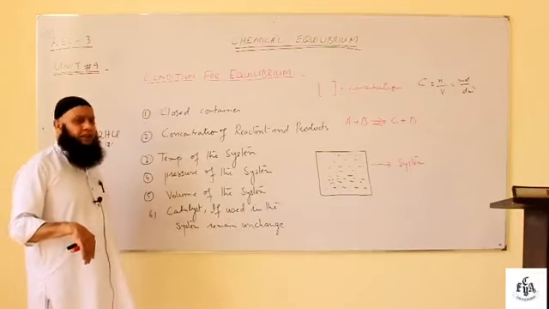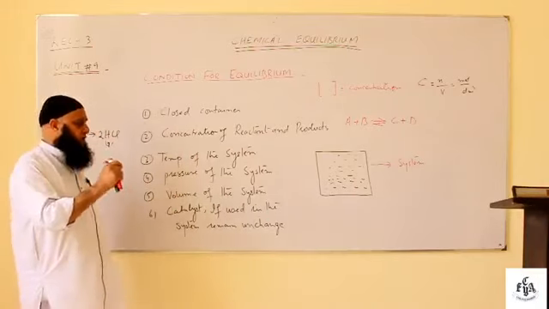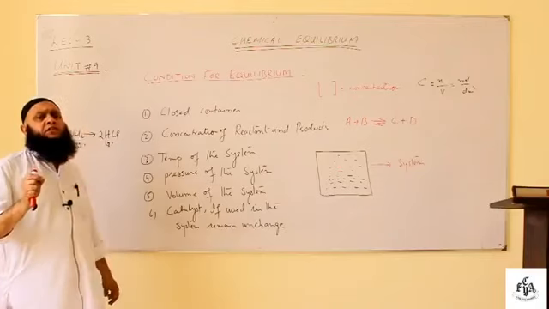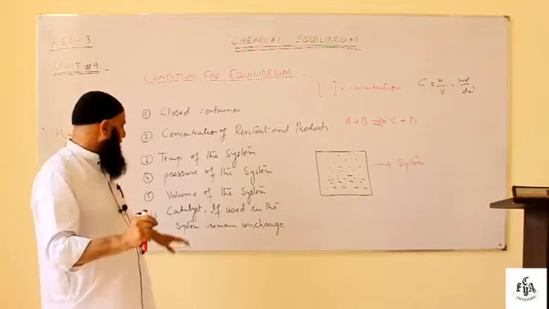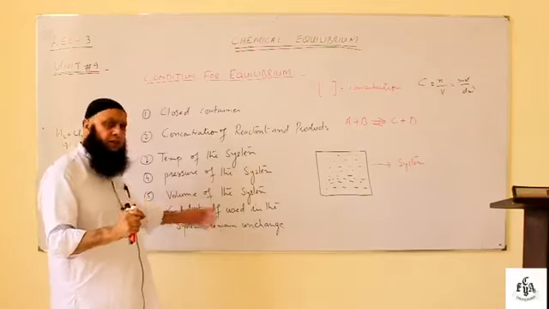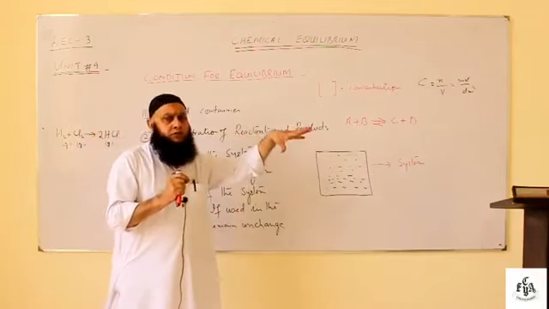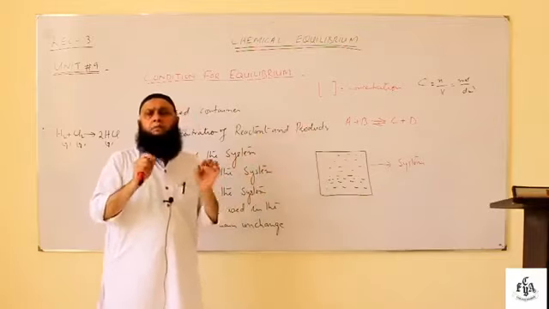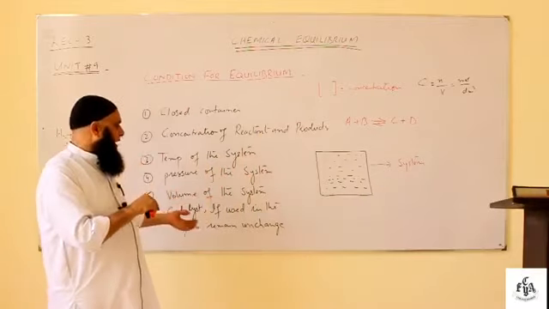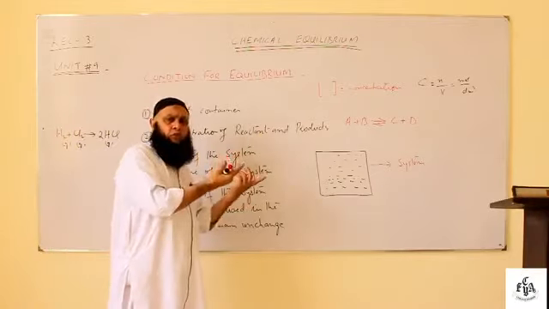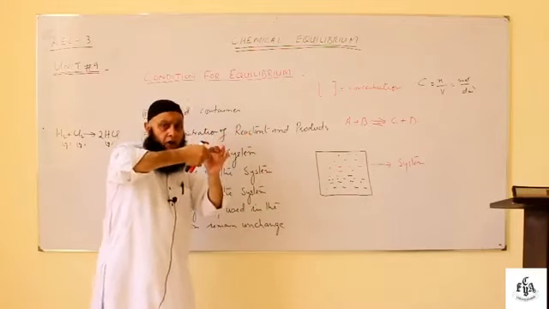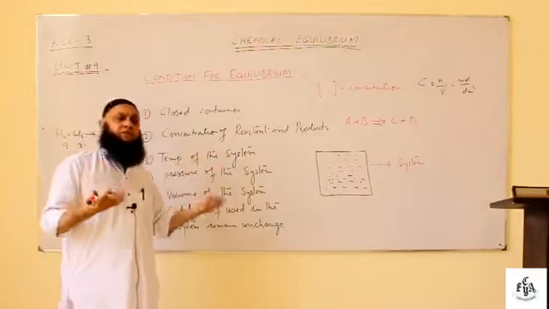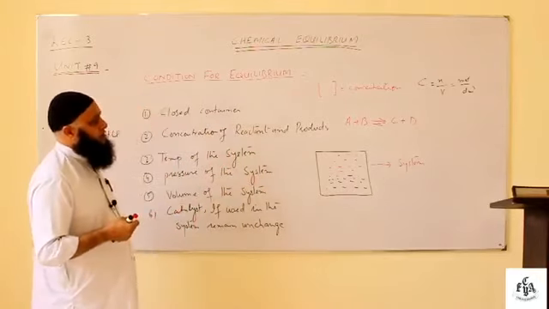And the last is the catalyst. A catalyst is a substance which is used to speed up a chemical reaction. If I use a catalyst, it will speed up the chemical reaction, but will not be part of the product. Once it is used, equilibrium is established. If I add or remove that catalyst, definitely equilibrium will be disturbed.